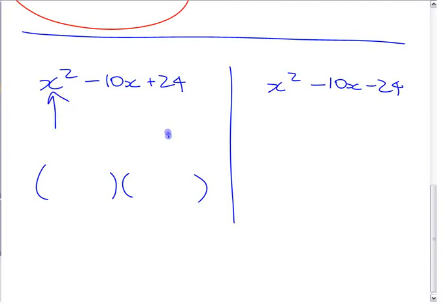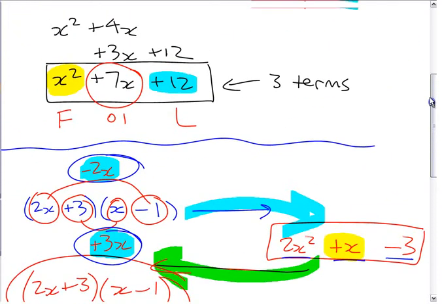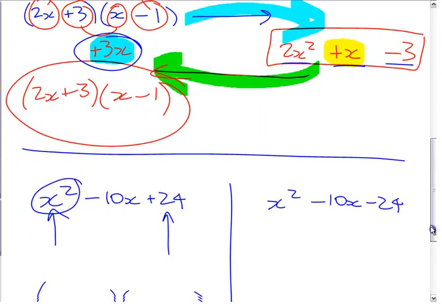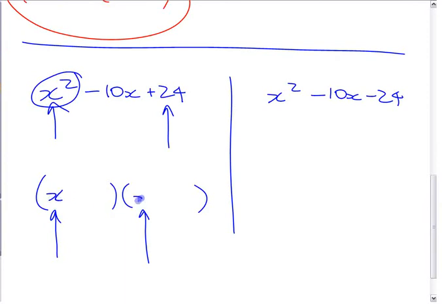Look at the first term and look at the last term, but then ignore the middle term for now. If the first term is x squared, how many possibilities do I have for what could be at the beginning of each bracket? If it's x squared, if you think about the rectangle up here, there's only one way you can put these two things. What can it be? X and x, right? If you want, you can actually draw the rectangle.